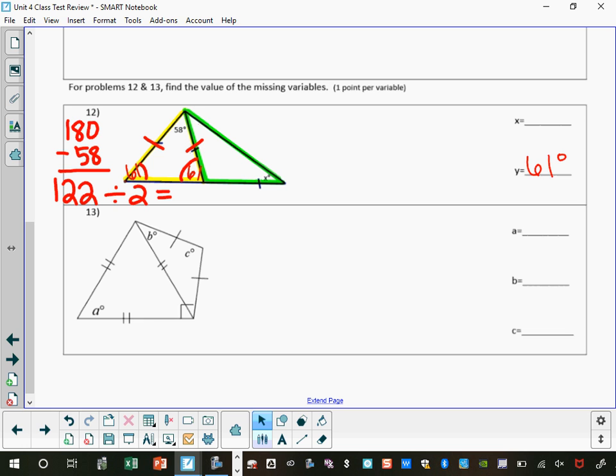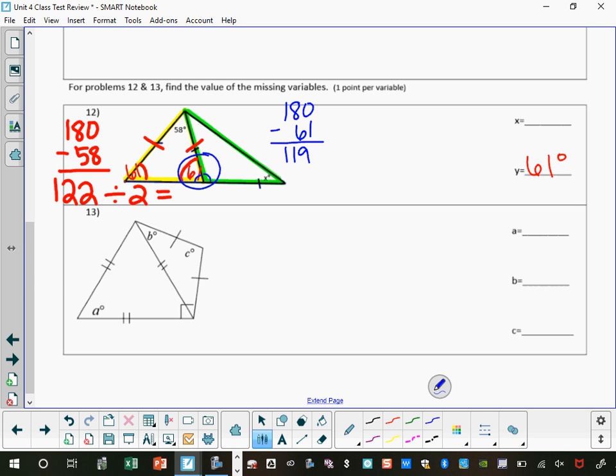As of now, I don't have anything in my green triangle, but I do have a linear pair. So this guy that's 61 and this other angle has to add up to equal 180. So you did 180 minus 61 and you got 119, right? Yeah. So in this angle here, this vertex angle, you should get 119 degrees.